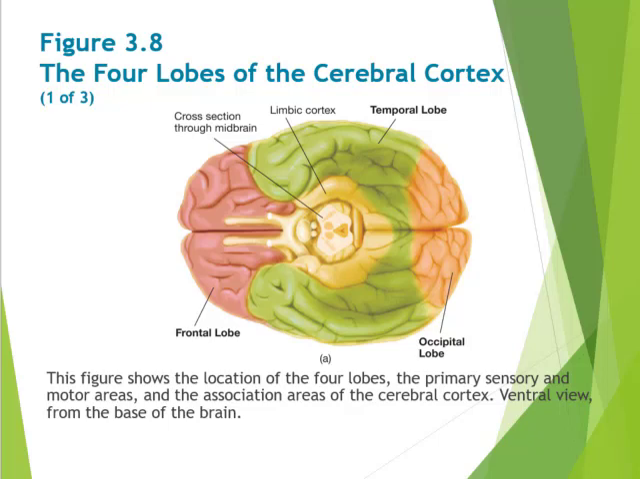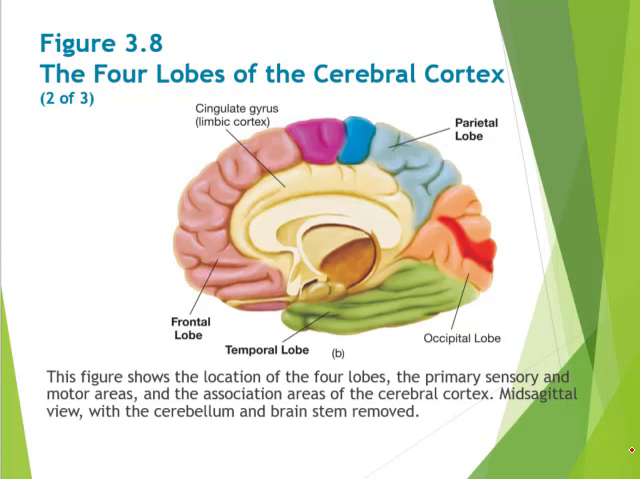In this basal view, there's some important things. We can see a cross-section through the midbrain, which is in here. We can also tell that the limbic cortex surrounding the central part of the midbrain is in here. We can see the temporal lobe, as I mentioned before, which is in green. We can see the frontal lobe over here and the occipital lobe in the very back of the brain.